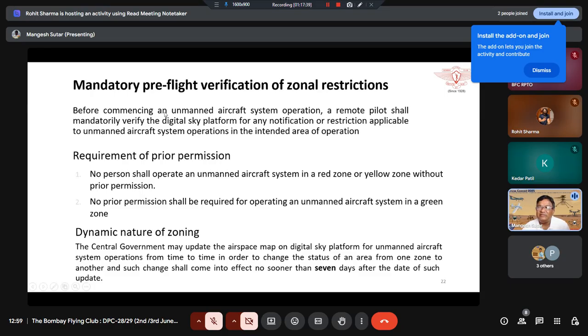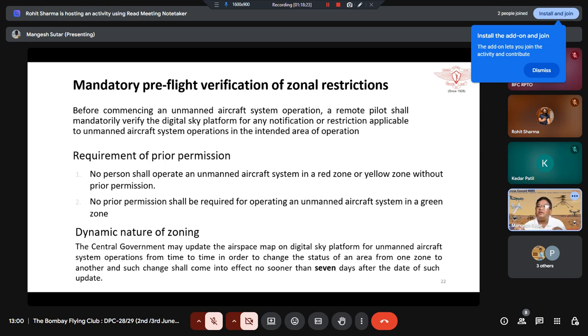Okay, so before commencing an unmanned aircraft system operation, a remote pilot shall mandatorily verify the Digital Sky platform for any notification or restriction applicable to unmanned aircraft system operation in the intended area of operations. For example, when we are flying a drone for training, though our location is an authorized flying base, still as a responsible drone pilot and an instructor, my duty is to monitor and see whether there are any current restrictions on that location.